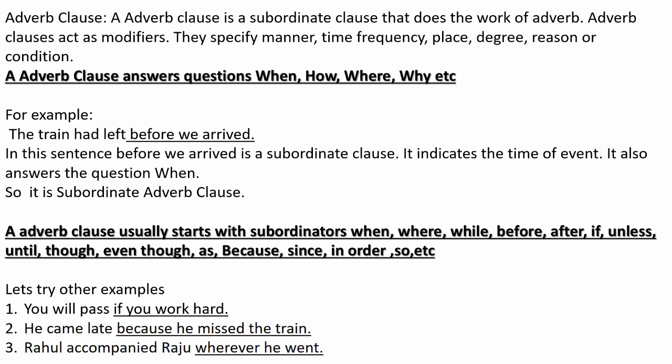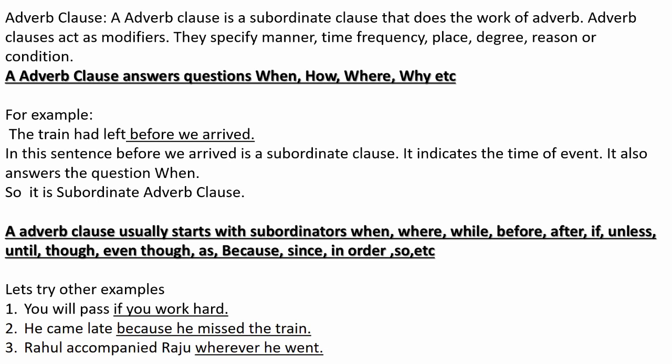Adverb clauses act as modifiers. They specify manner, time, frequency, place, degree, reason, or condition. An adverb clause answers questions when, how, where, why, etc. For example, the train had left before we arrived. In the sentence, before we arrived is a subordinate clause. It indicates the time of the event. It also answers the question when had the train left. So it is a subordinate adverb clause.